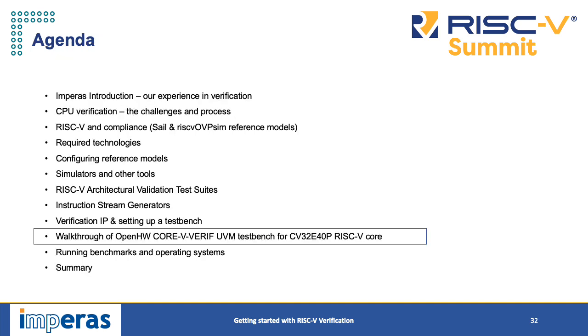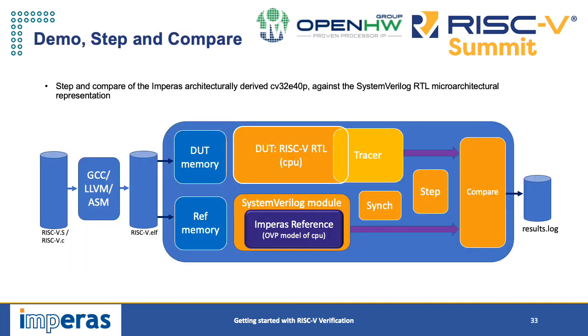Okay, so now I'm going to pass you to my colleague Lee Moore, who's going to walk through the simulation of a core RTL with a UVM test bench and all the issues related to verification of it. So what I'm going to show here is the environment that's been constructed as part of the OpenHW CV32E40P UVM test bench, whereby we have an instantiation of the RTL representing the processor core and a reference model implemented by a configured processor model from within the OVP environment.